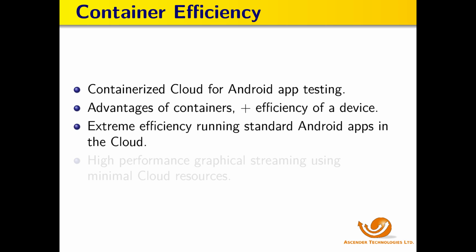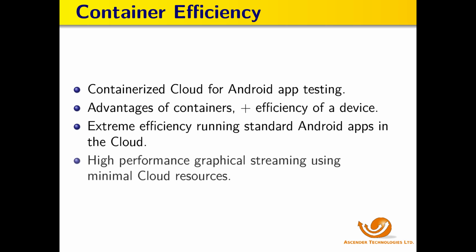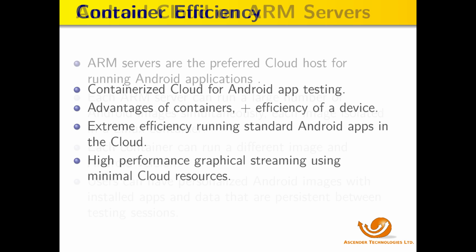A high-performance 64-bit ARM server can run on the order of 100 simultaneous Android images concurrently. Sender's remote graphics protocol typically uses less than 40 kbytes per second of network bandwidth while providing full resolution, low latency, lossless compression, and a 60 frames per second graphics stream.